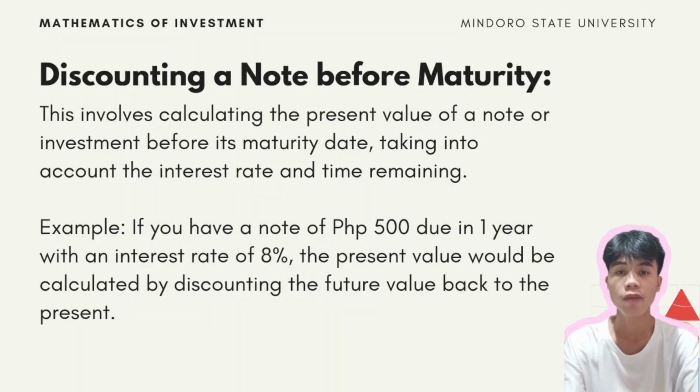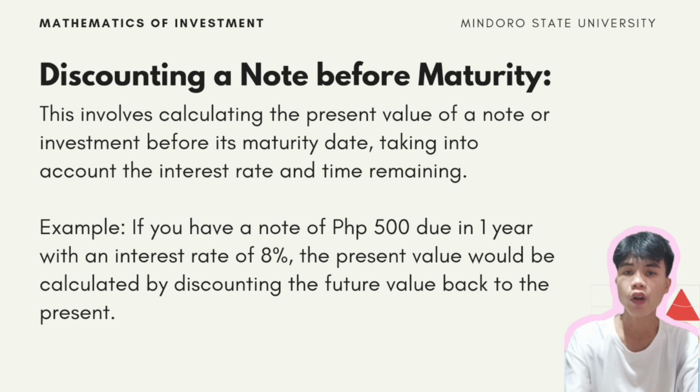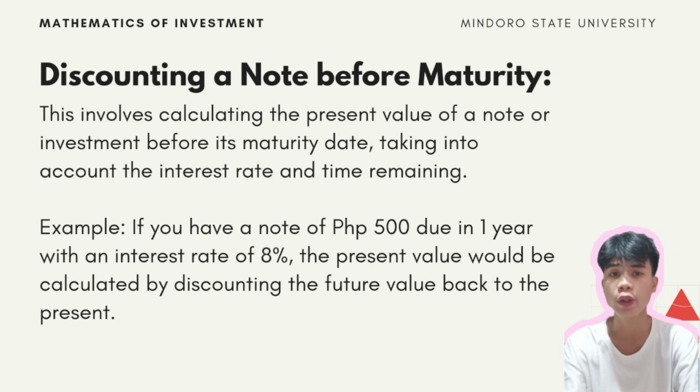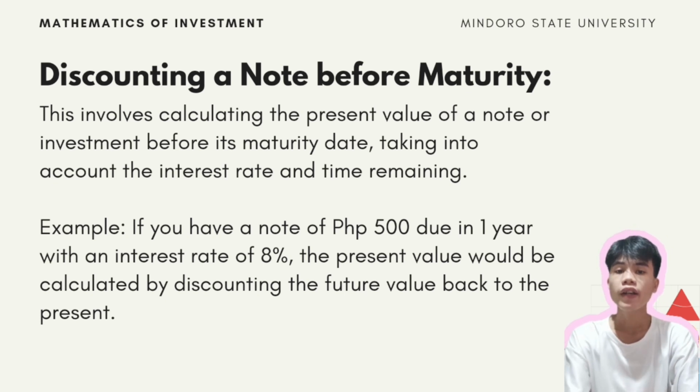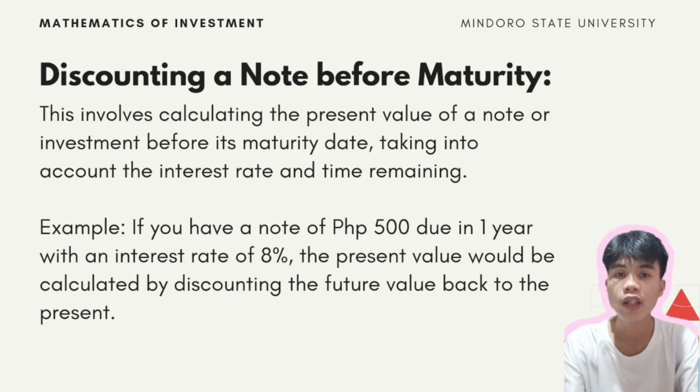Discounting a note before maturity. This involves calculating the present value of a note or investment before its maturity date, taking into account the interest rate and time remaining. For example, if you have a note of 500 pesos due in 1 year with an interest rate of 8%, the present value would be calculated by discounting the future value back to the present.